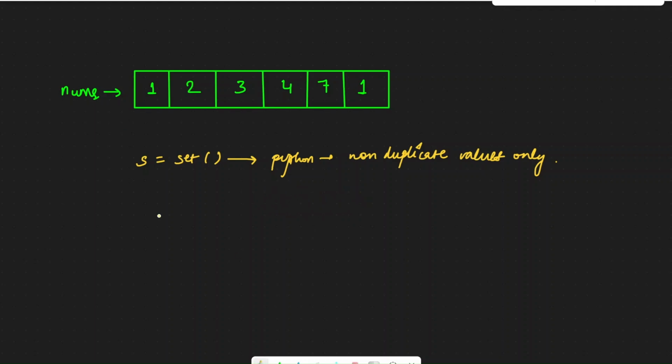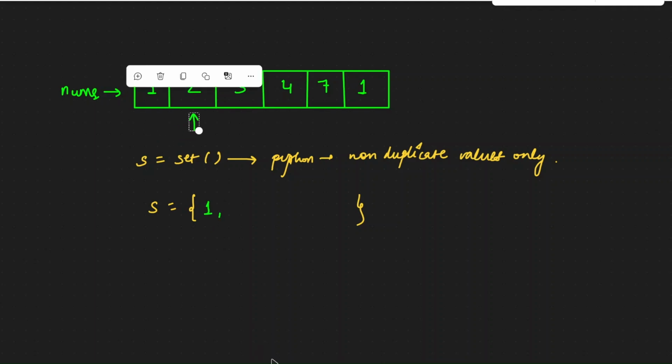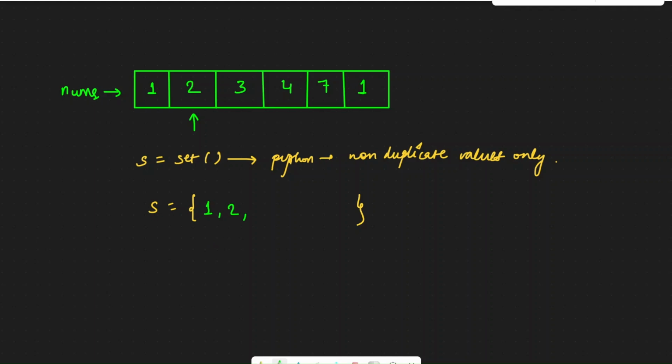So now I have defined this set S, and now I'm going to iterate over my list. So the first position is here. We have 1 over here. Do we have 1 in the set? No, we don't. So we are going to add 1 here. Then we move to the second position in the array. Then again we check whether we have 2 in this set. No, we don't. So we add 2 here. Then again we move the pointer to the third location, and we check whether we have 3 here. No, we don't. So we add 3.